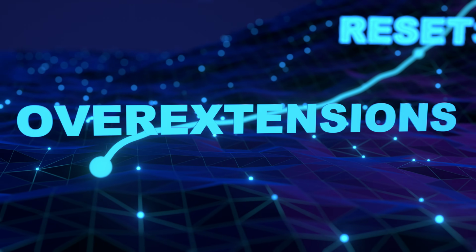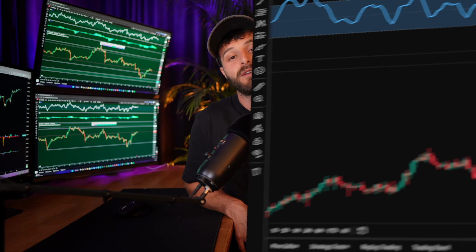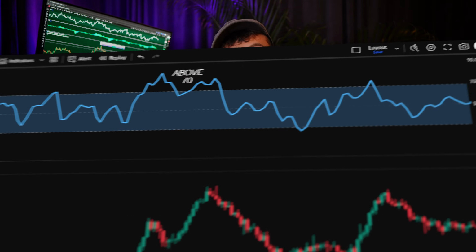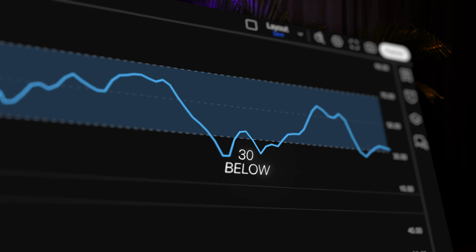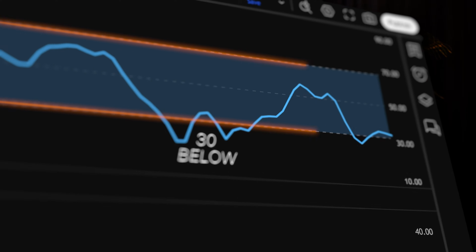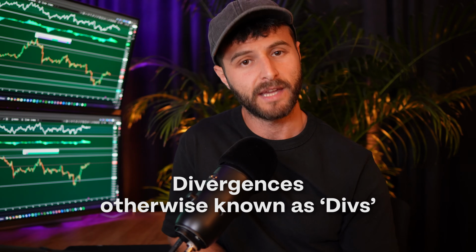So the first thing you have to know is overextensions. Above the 70 level and below the 30 level counts as a technical overextension on the RSI. Now, these give us good clues about price's intention, but they can't be used as a standalone trigger. They can be the start of divergences, and when talking about divs, we're starting to get into the area where it's a bit more concrete and we can start actioning our trades.